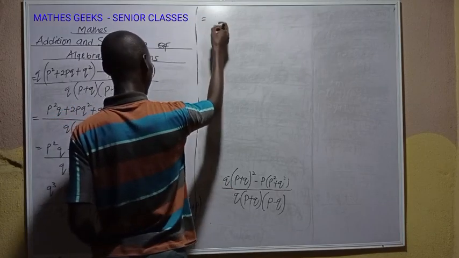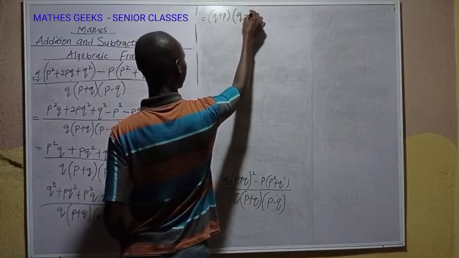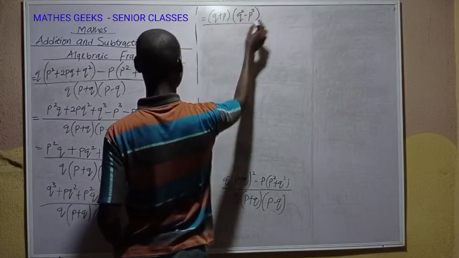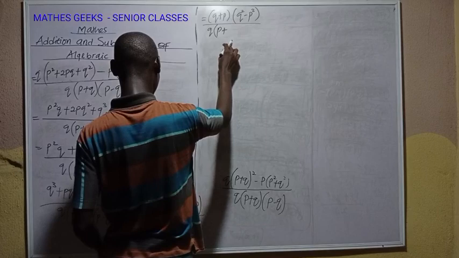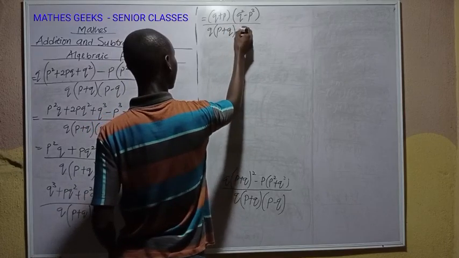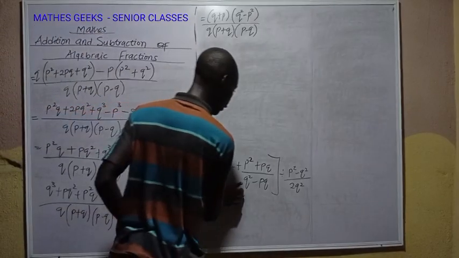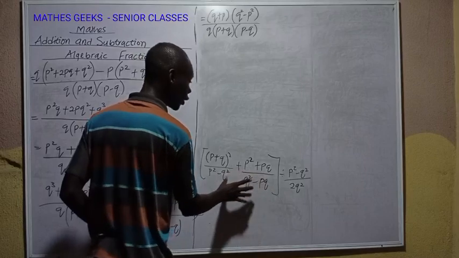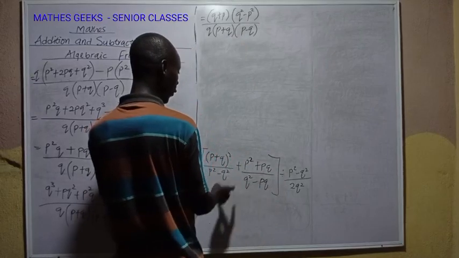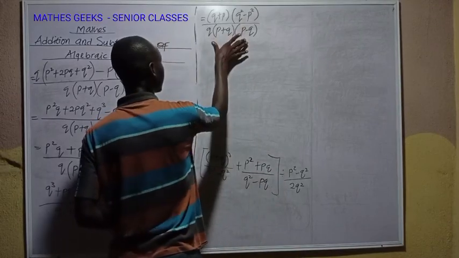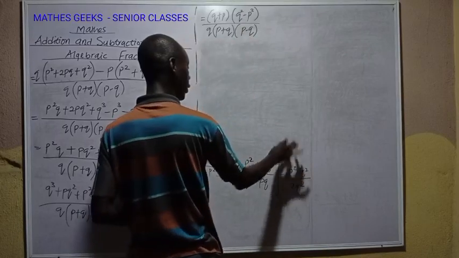This is equals to (q plus p)(q squared minus p squared) over q(p plus q)(p minus q). Okay, so remember that this was the original expression that we started with. So now that we've simplified the brackets, we've arrived at this point. Now we need to introduce this part of the fraction.